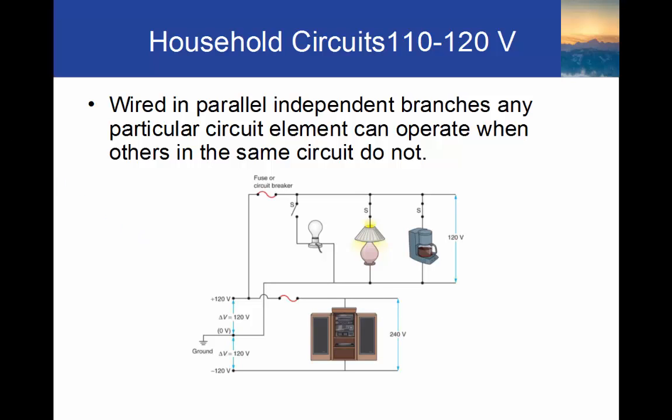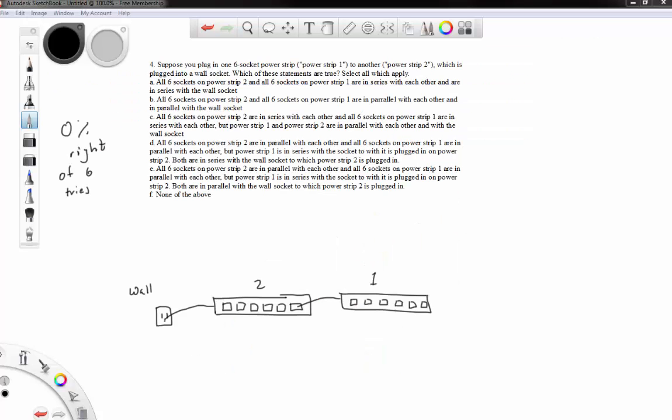Okay, so let's go back to our diagram. The rule again is if one thing burns out, if one burns out, if all burn out, then they're in series. If no others burn out, then they are in parallel. Okay, so let's go back and see what we have happening here.